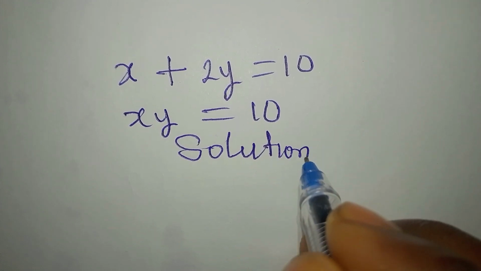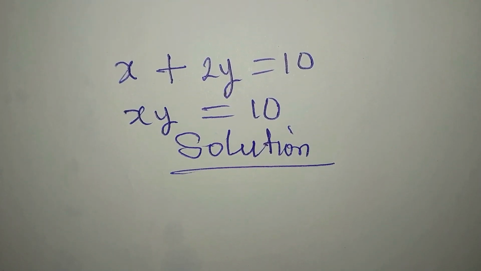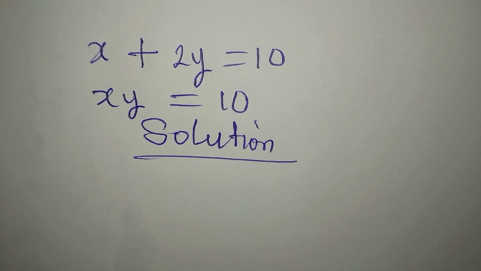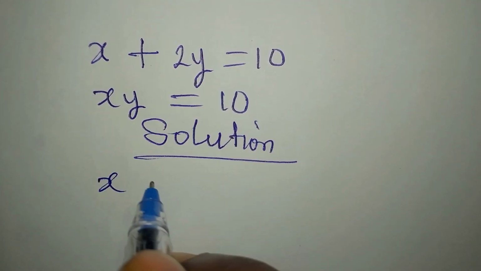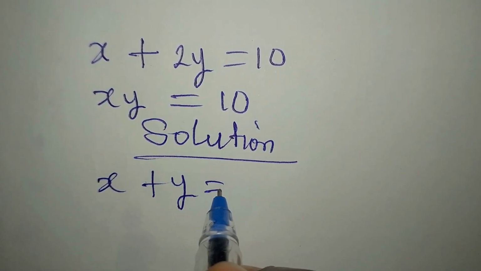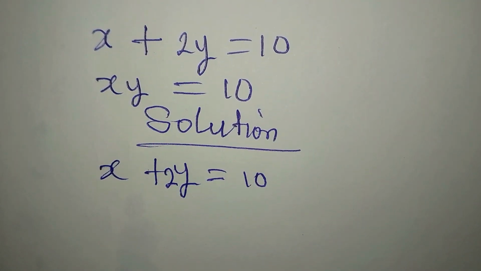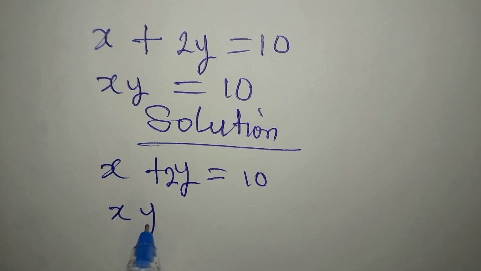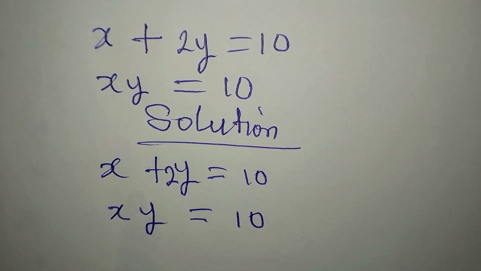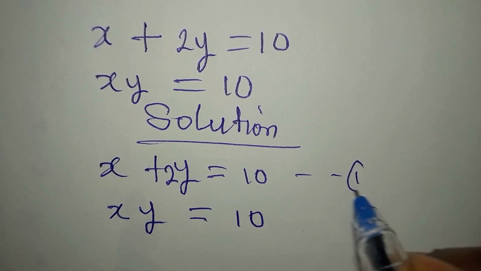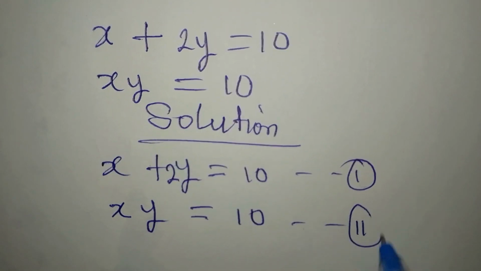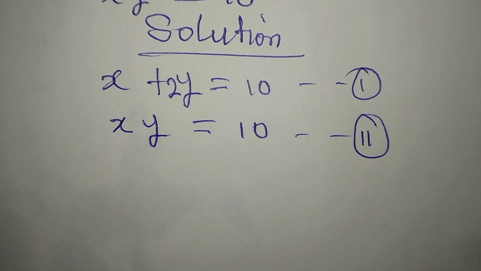Let's provide the solution to this problem. We have x plus 2y equals 10, and then we have xy equals 10 as well. This is our equation 1 and this is our equation 2. Now, how do we deal with this?